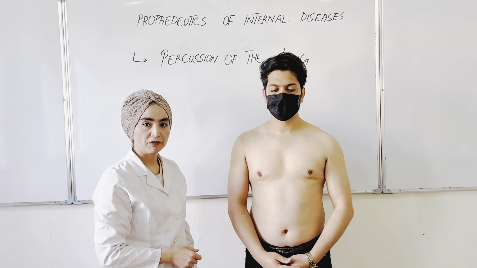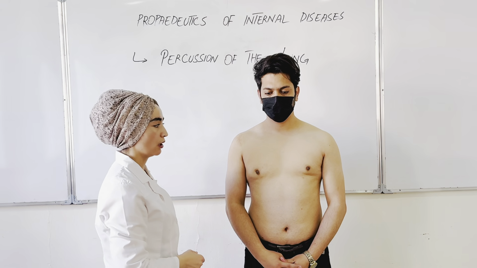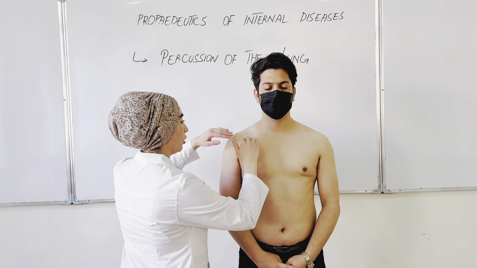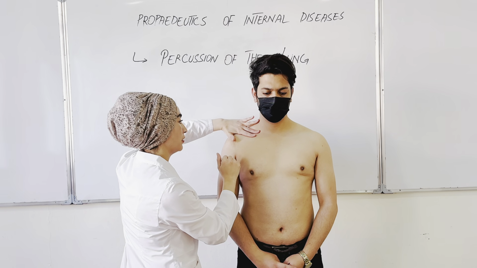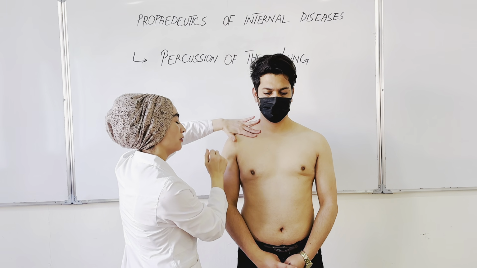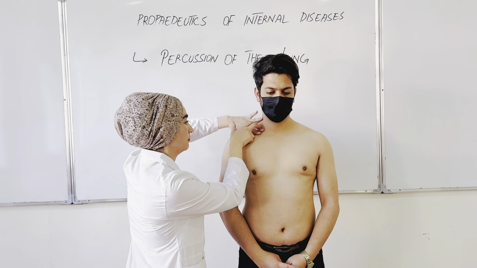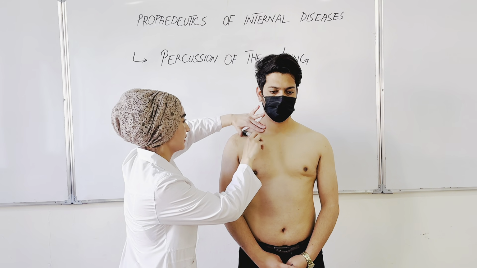The second aim is topographic percussion, starting with the upper border of the lung. We should check the upper border on the front side and on the back side. First of all, we check it on the front side. We start on the supraclavicular region and move upward from clear to dull sound. And you see, here it makes a dull sound.